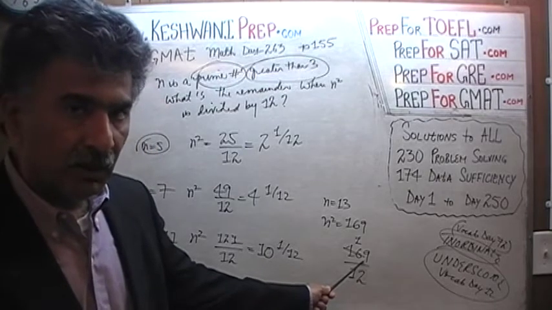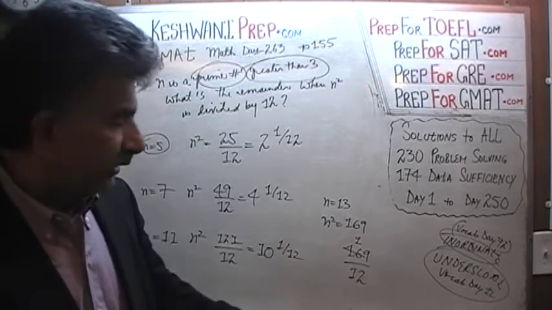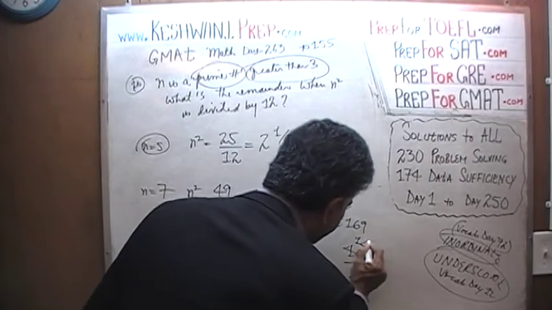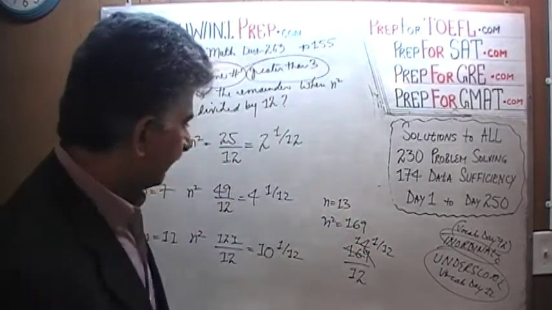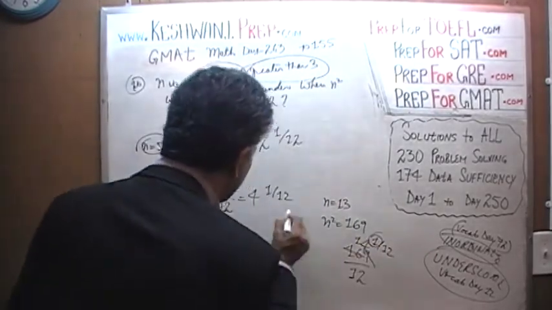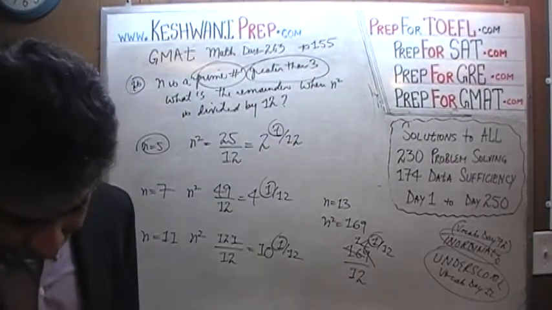becomes 49. And how many 12s in a 49? 49 has 4 12s. 4 12s are 48. There you go. It's going to be 14 and 1/12. The answer is going to be 14 and 1/12. It doesn't matter. Remember, it will always be 1/12, no matter what you plug in. That's it. The answer is 1/12.